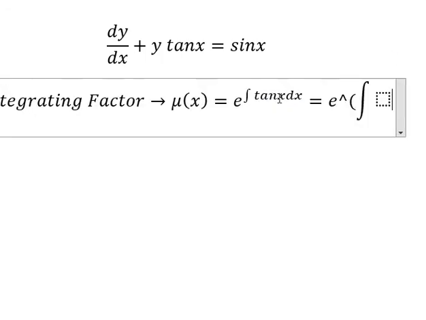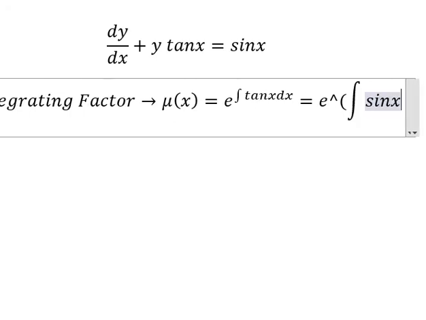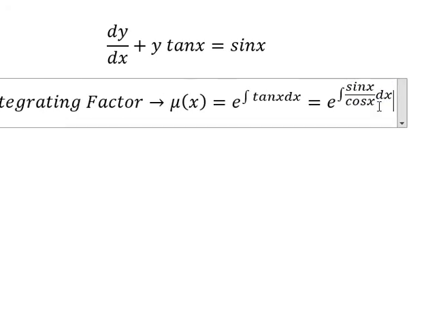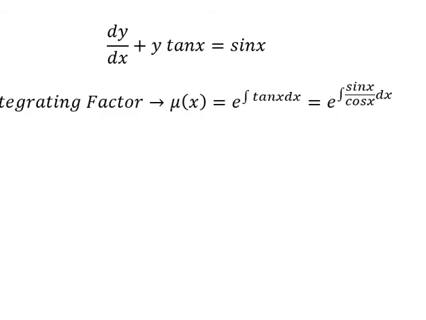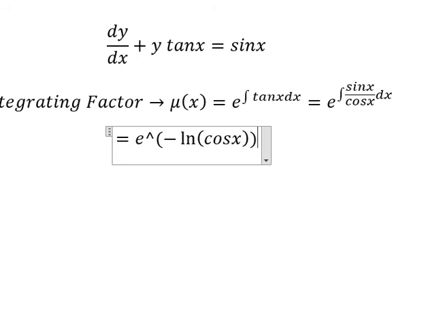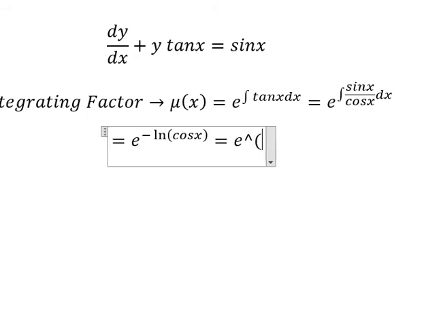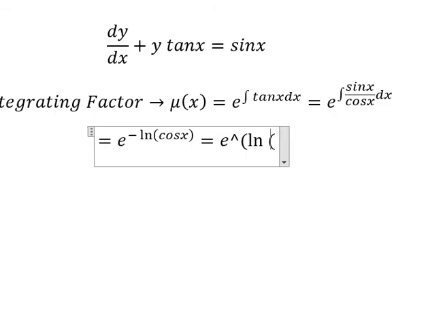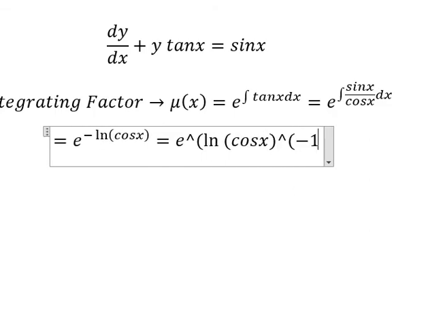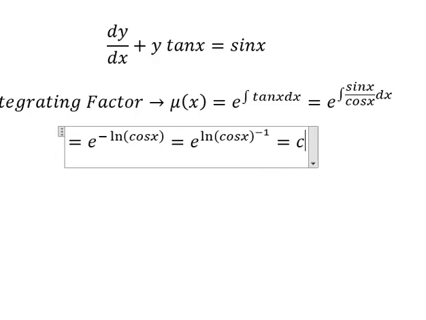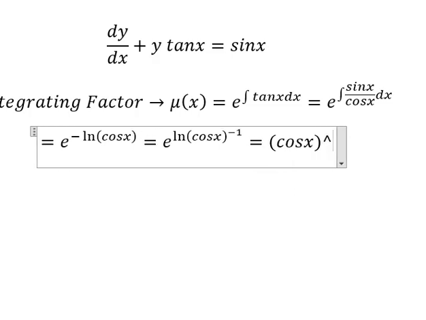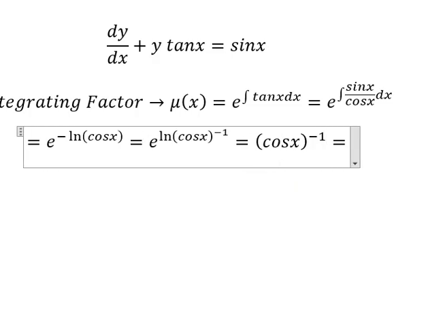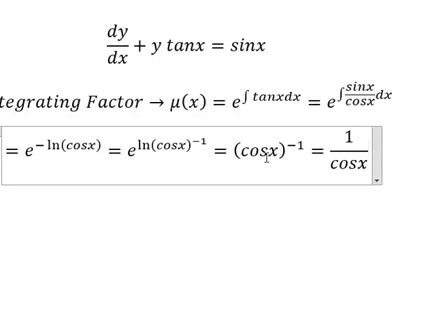And we know that tan s is sin s over cosine s. So the integration of this one gives us negative ln of cosine s, and then I will put the negative sign inside the natural log in here, and we have cosine s to the power of negative 1, which is 1 over cosine s.